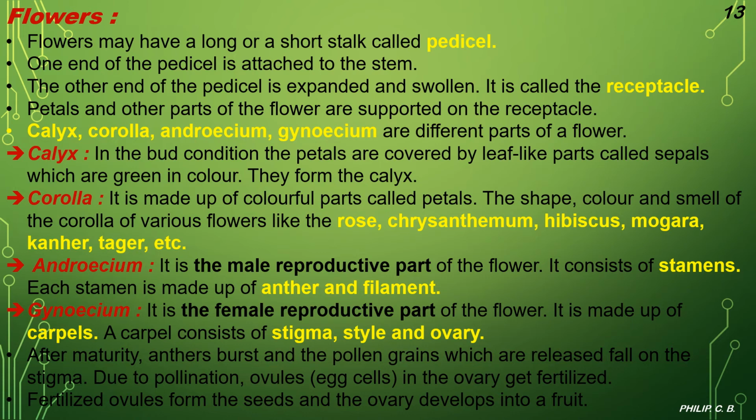The stamen has got what? Anther and filament, whereas the carpel has got stigma, style, ovary. Clear? Now once the pollination takes place, fertilization occurs. So the flowers further after the pollination, they form the seeds, and the ovary forms the fruit. That is ovule forming seed and ovary forming the fruit. Okay.